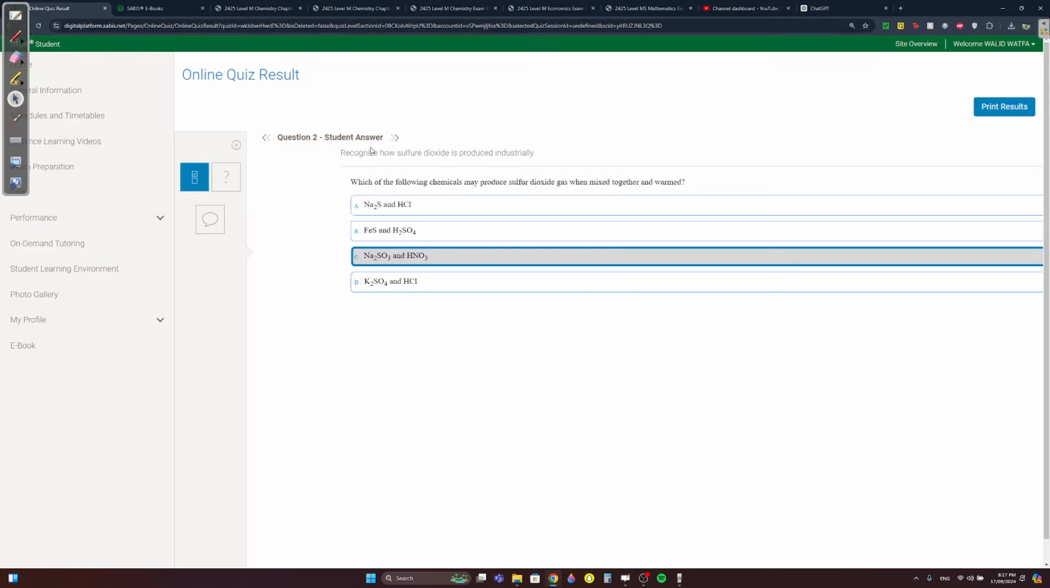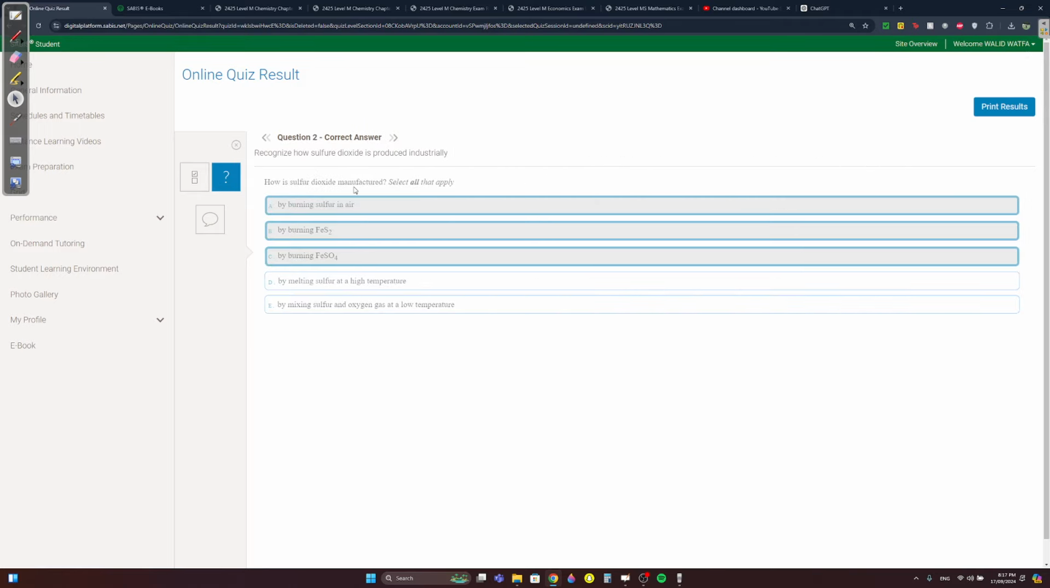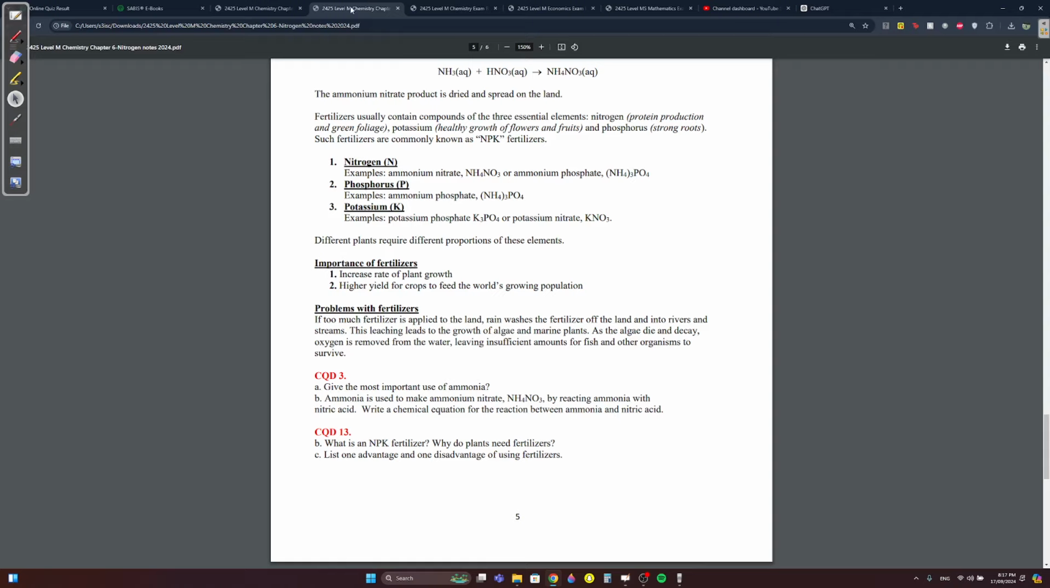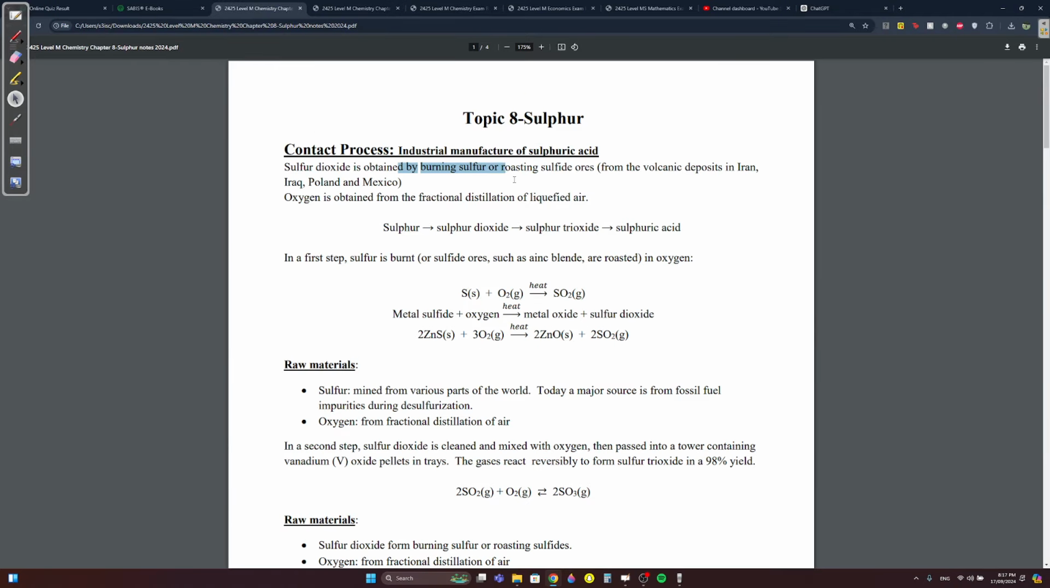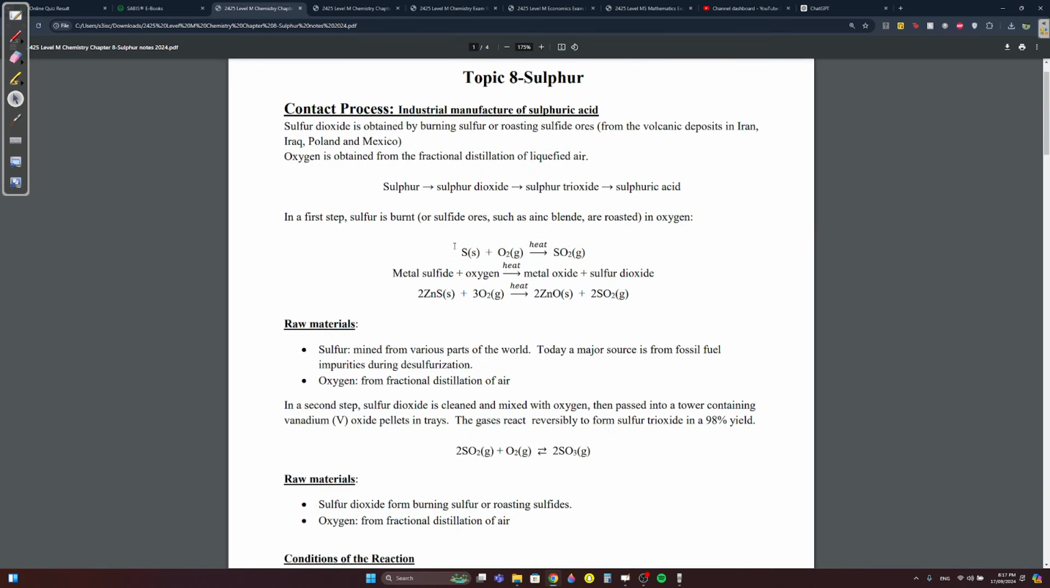Question 2. How is sulfur dioxide manufactured? Now, this is manufactured industrially, in 3 ways. In the book it says one thing, but in the notes it says sulfur dioxide is obtained by burning sulfur or roasting sulfide ores, and you mix it with oxygen to get sulfur dioxide. Oxygen is obtained from air. So there are 2 ways in the notes.